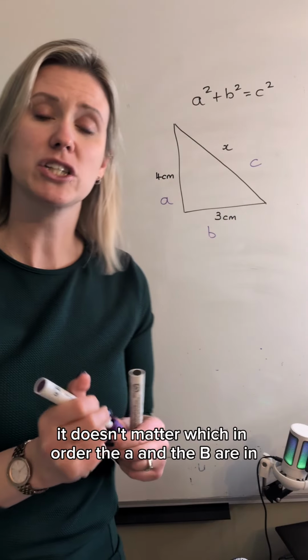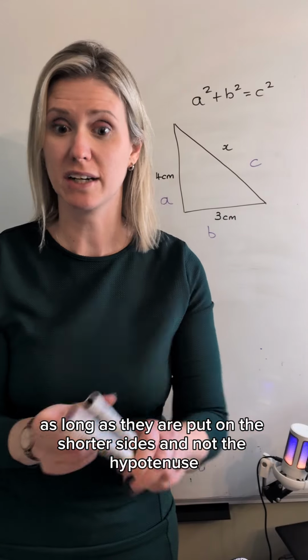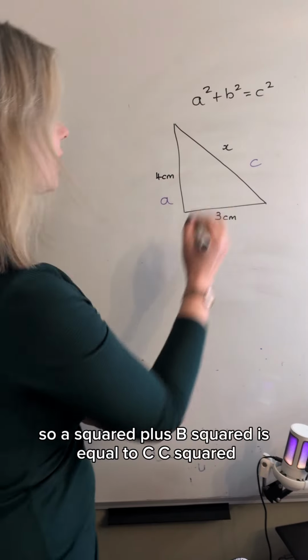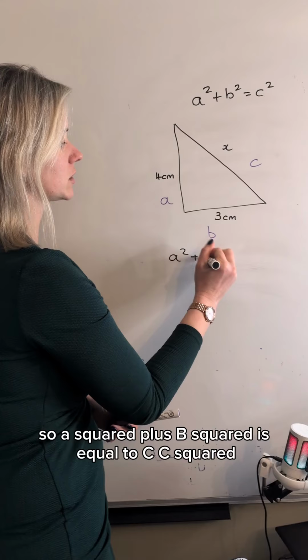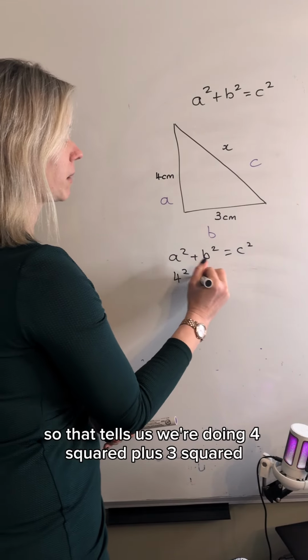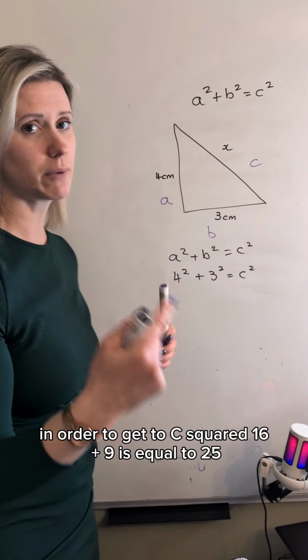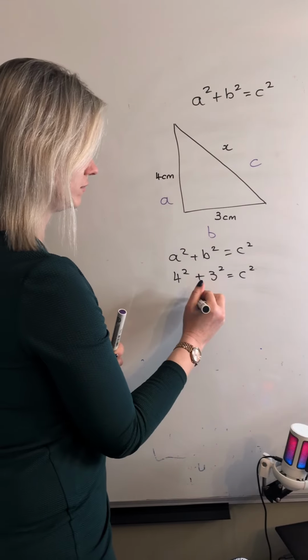It doesn't matter which order the a and the b are in, as long as they're put on the shorter sides and not the hypotenuse. So a squared plus b squared is equal to c squared. So that tells us we're doing 4 squared plus 3 squared in order to get to c squared. 16 plus 9 is equal to 25.